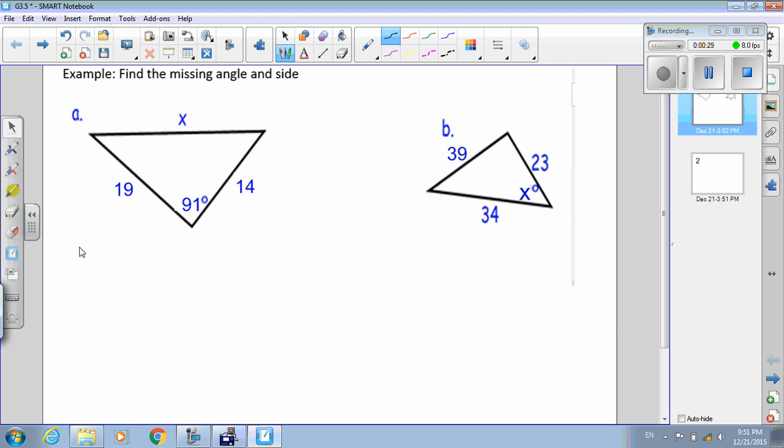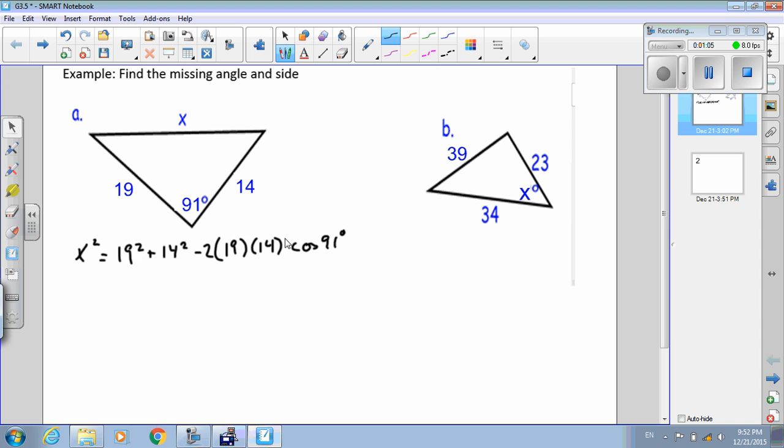So what does the cosine law state? It states that the square of the side, known sides, and the angle. So basically, we're looking for this side here, x squared, will be the sum of the squares of the two other known sides, minus 2 times the two known sides, and cosine of the opposite angle from the side that we were looking for, so 91.